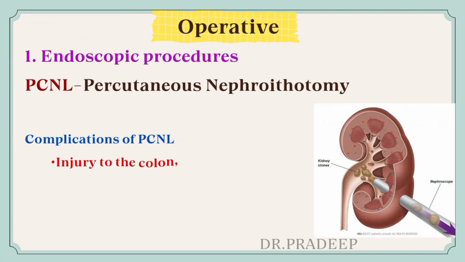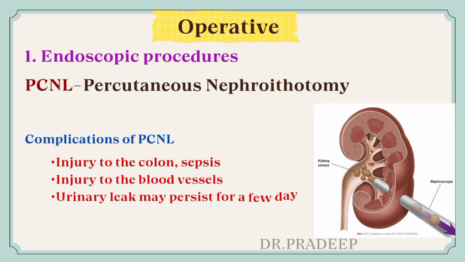Operative procedures. 1. Endoscopic procedure. PCNL, percutaneous nephrolithotomy. Retrograde pyelography (RGP) is done when the stone is located in the pelvis of the kidney. With a small incision in the loin, the PCN needle is passed into the pelvis of the kidney and is confirmed by fluoroscopy. A guide wire is passed through the needle into the pelvis of the kidney.